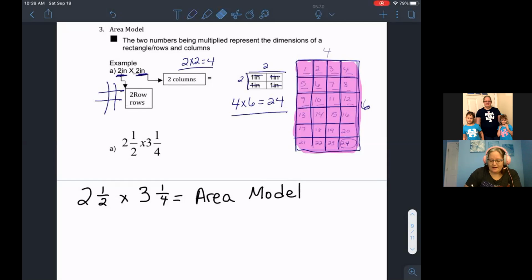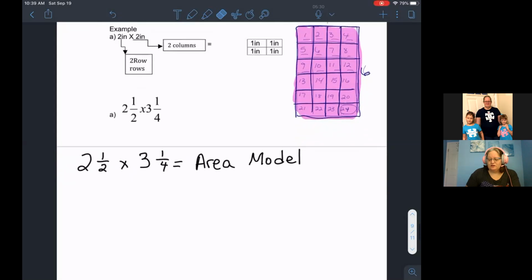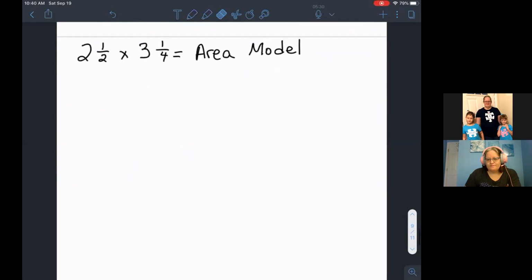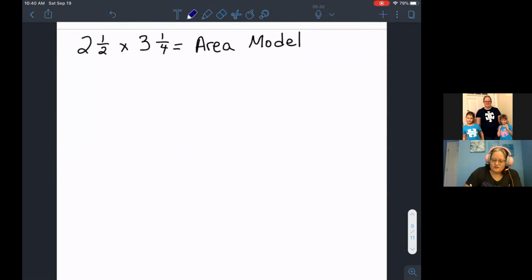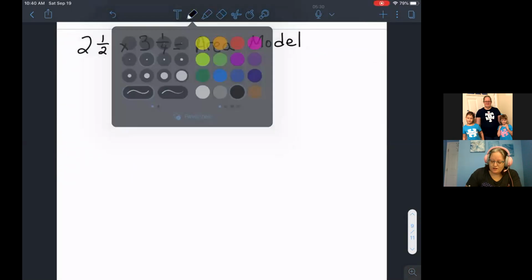So now what we have is not improper fractions, but mixed numbers. We have 2.5 times 3.25. And that's a little trickier to figure out how much of the rectangle is actually being used. But we're going to use the same kind of concept. Let's start by drawing a rectangle. Draw it black.